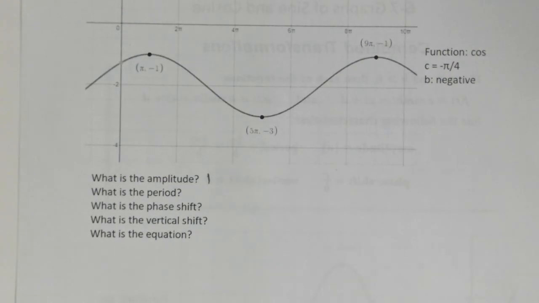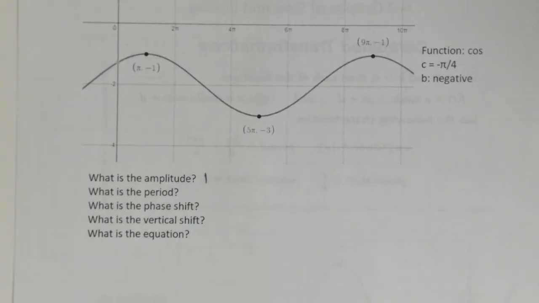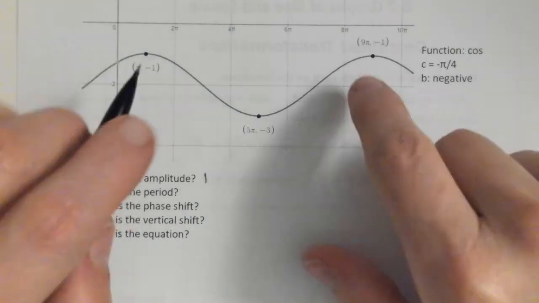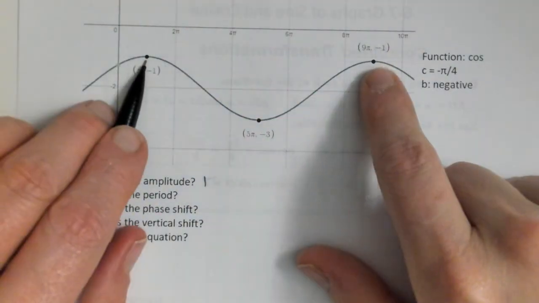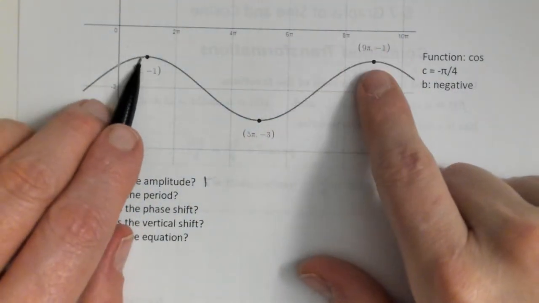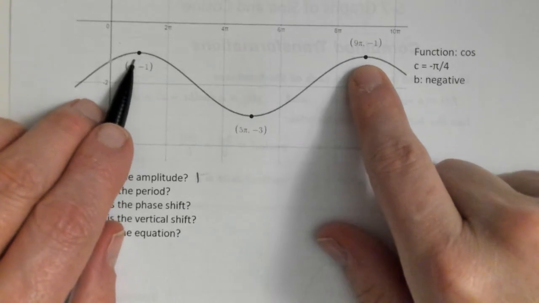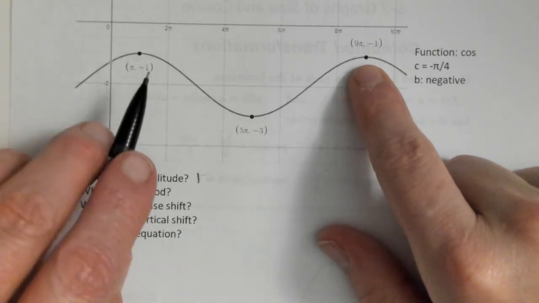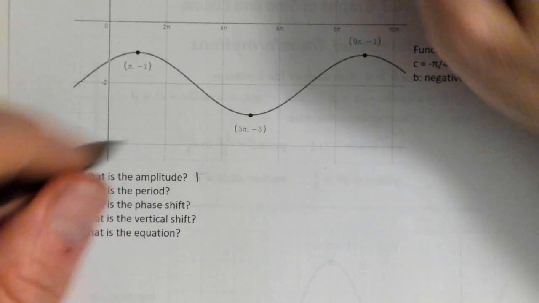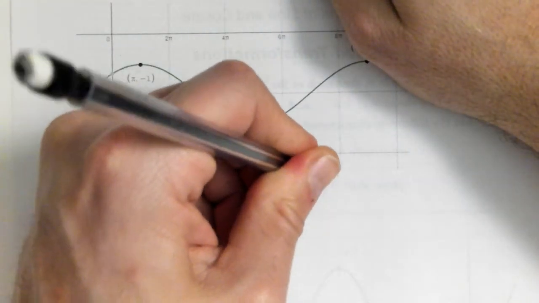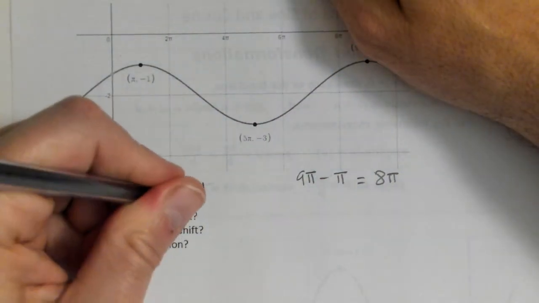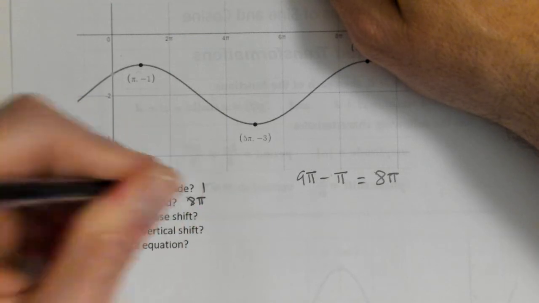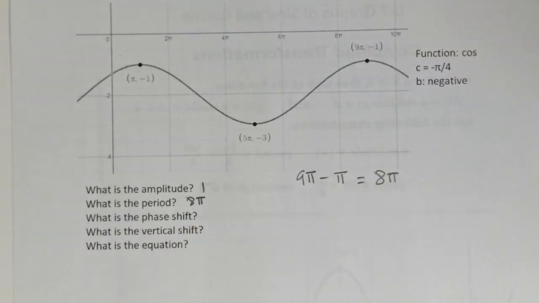Okay, so the next thing that we're looking for is the period. And so once again, to get the period, I can subtract the x values of one complete cycle, the endpoints of the x values of one complete cycle. So from here to here, that's one complete cycle of the function. So I'm going to go 9 pi minus pi. So 9 pi minus pi equals 8 pi. And guess what? That's your period, 8 pi. All right, so my period here is 8 pi.